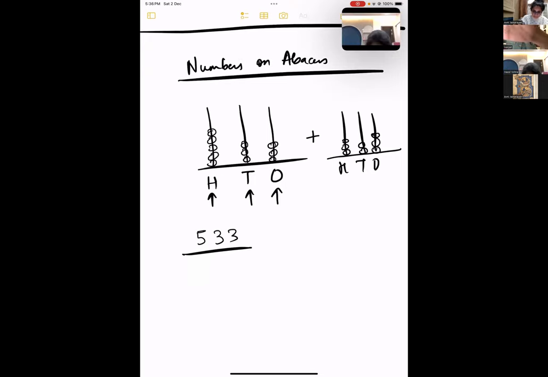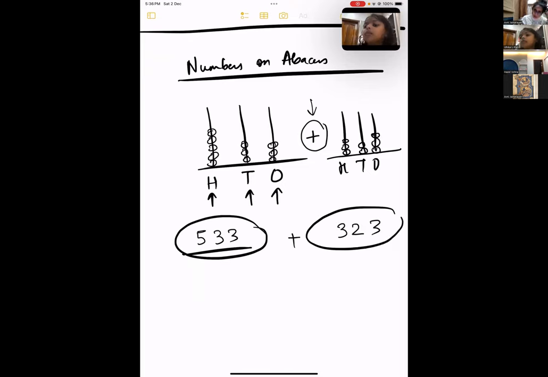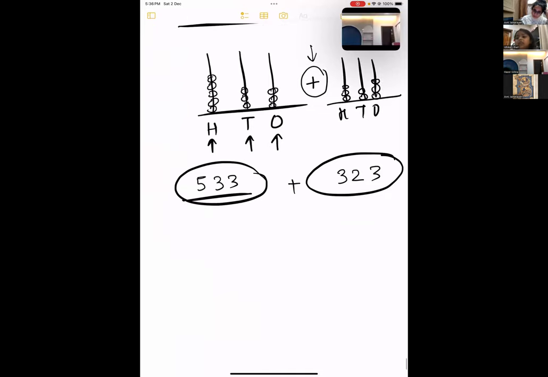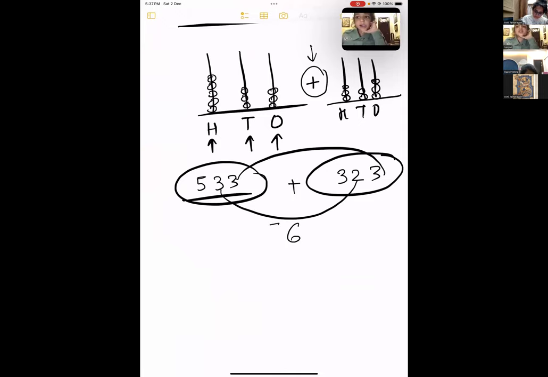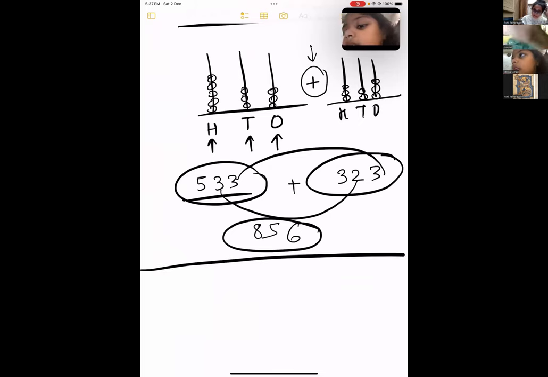323. Total answer. Total, because there's an addition sign over here. This number is 323. Now I have to add these two numbers together. You can do it in many ways. If doing it mentally takes time, the column method also works. So I'm adding the ones.